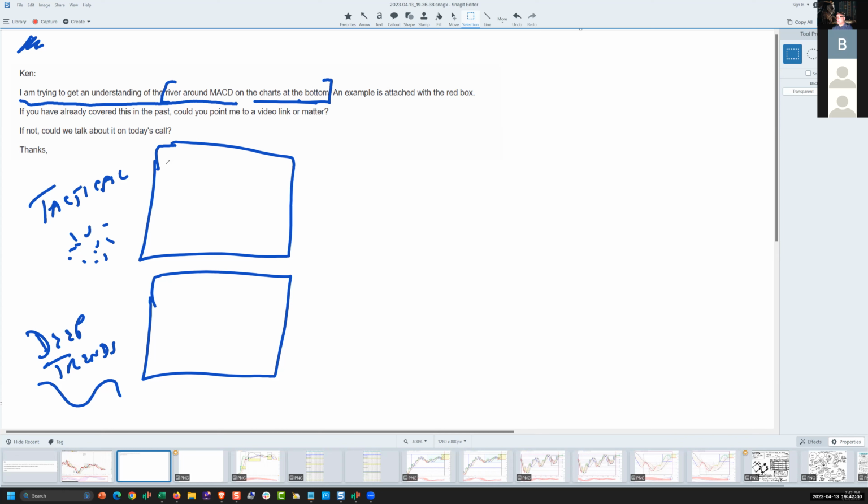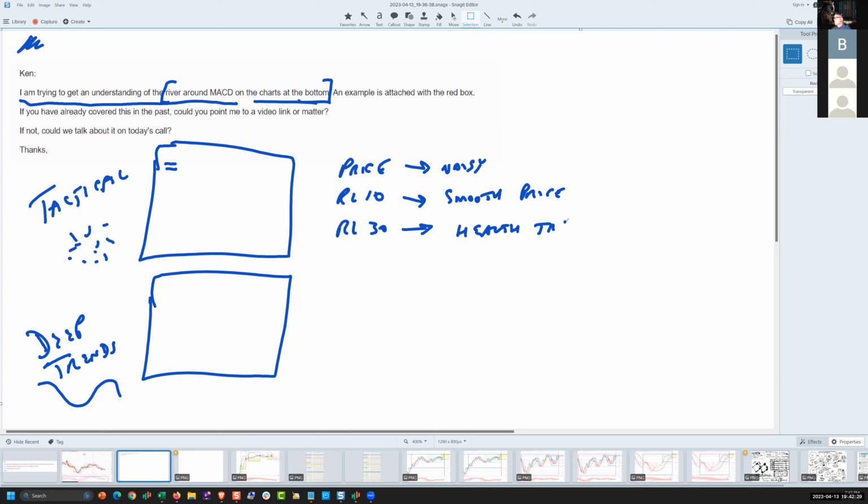When we're looking at the trends, we're looking at price and the moving averages of the 10 and the 30. So we're looking at the RL10 and the RL30. Price tends to be the noisiest, and then the RL10 is a smoothed price, and the RL30 is the health of the trend. So in the RL30, we're really concerned about not just location, but also the direction and the slope of the line.